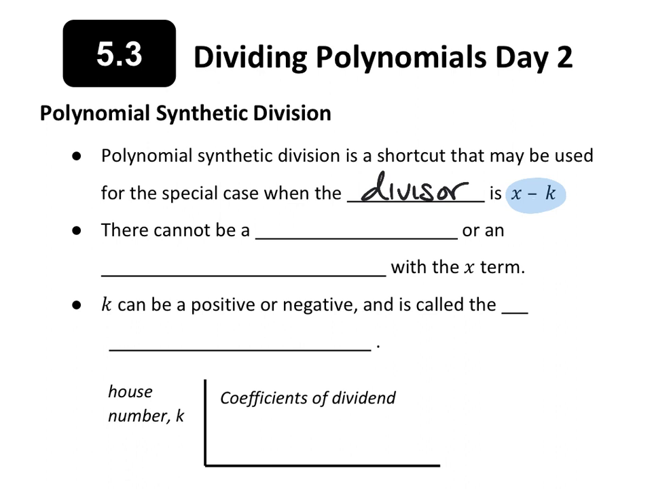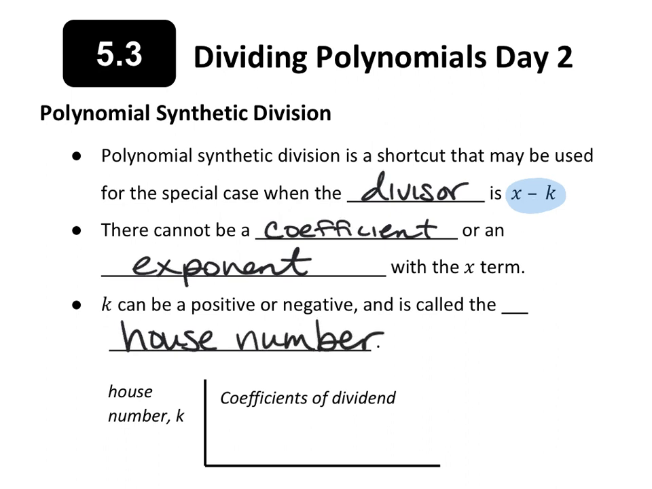So again, there cannot be a coefficient, so that's a number in front of the x, or an exponent on the x term. No squared, no cubed, no nothing. Just a plain x, no number in front of it, and then just a number added or subtracted behind it. K can be positive or negative, and we're going to call it the house number.